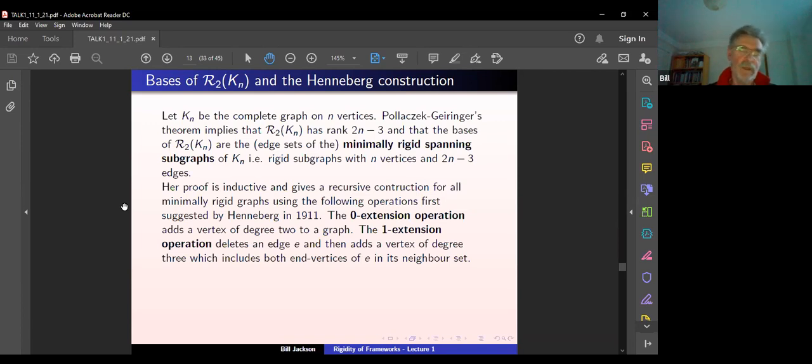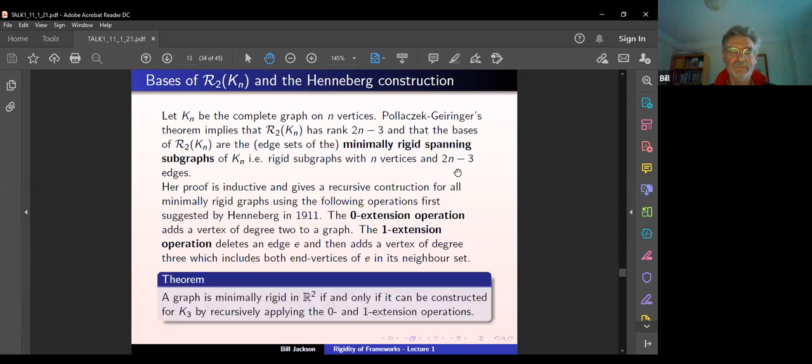The one extension operation is slightly more complicated. We delete an existing edge, e, and then add a vertex of degree 3. But when we add the vertex of degree 3, we have to make sure that we join the new vertex to both end vertices of the deleted edge. So you should notice that both these operations preserve the condition that we have a graph with n vertices, and that the number of edges is twice the number of vertices minus 3. So the theorem that follows from Pollaczek-Geiringer's proof is that a graph is minimally rigid in 2D if and only if it can be constructed from a triangle by recursively applying these two operations.